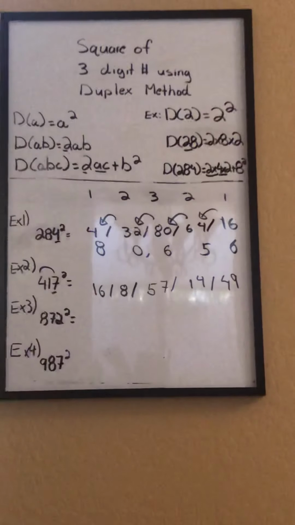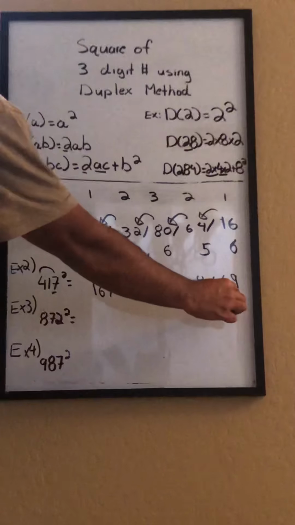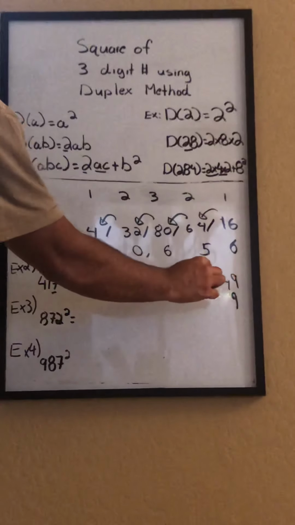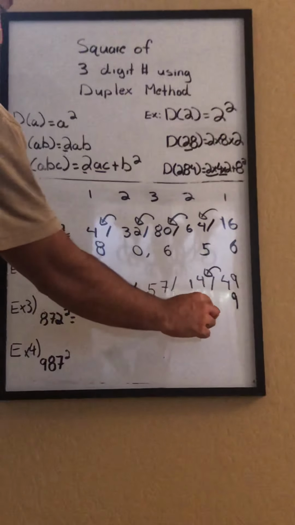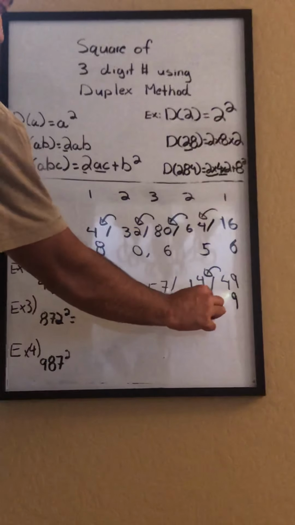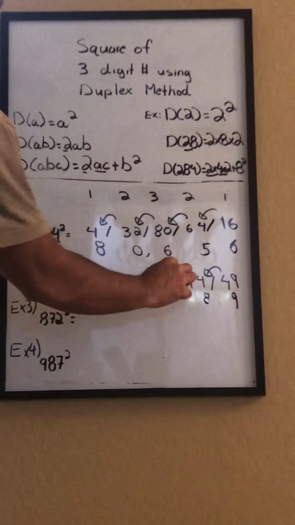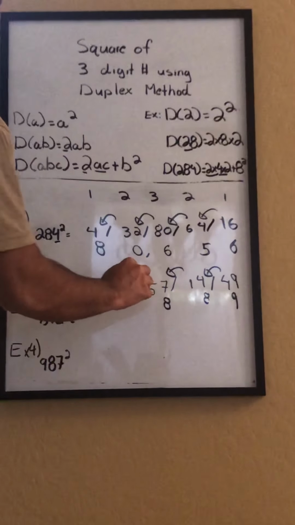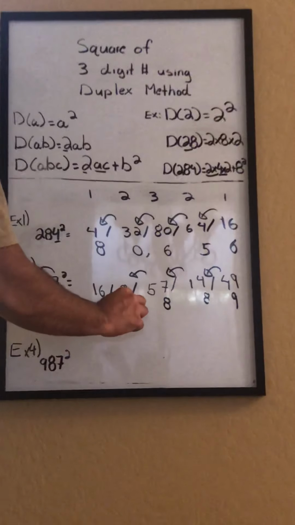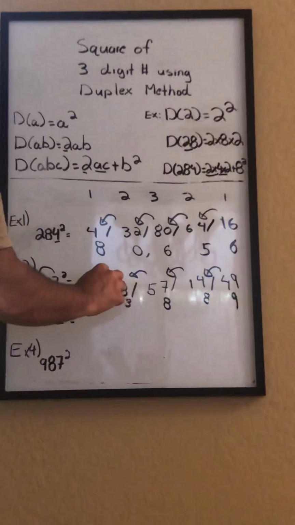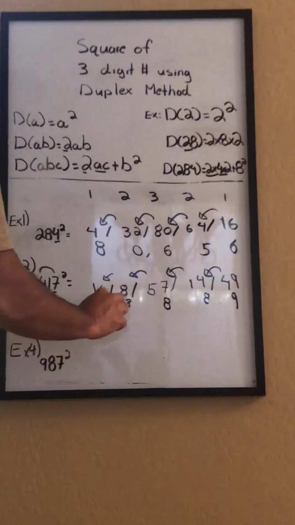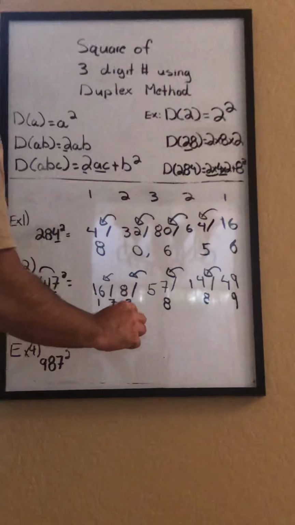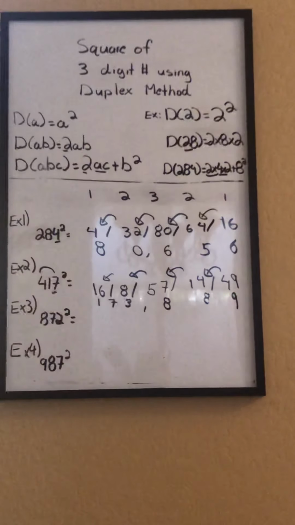So once again, we're going to keep the units digit and carry the tens digit, okay? So I'm going to keep a 9 right here, carry the 4. 14 plus 4 is 18. So I'm going to write an 8, carry the 1. 57 plus 1 is 58. So I'm going to write an 8, carry the 5. 8 plus 5 is 13, so I'm going to write a 3, carry the 1. 16 plus 1 is 17. So final answer, 173,889.